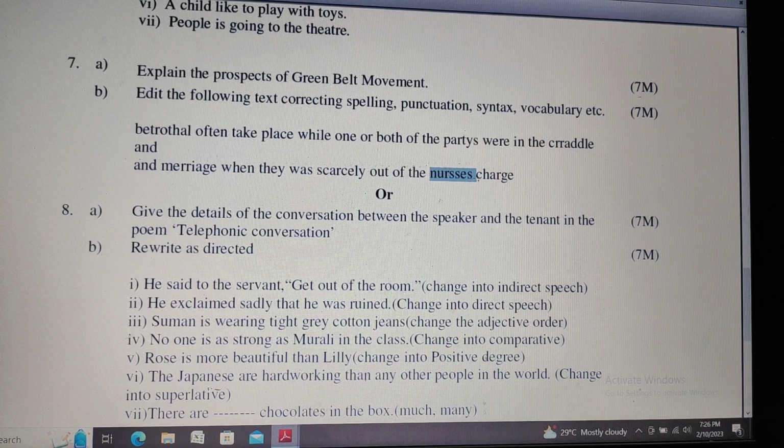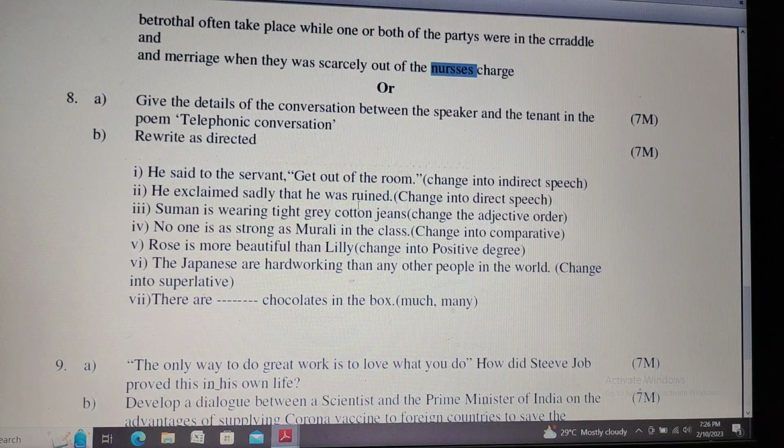So if you are okay with the spelling, punctuation, the syntax and vocabulary, you can happily attempt the Wangari Maathai question without any doubt. Question number 8 talks about telephone conversation, which is all about the combinations of direct, indirect speech and degrees of comparison and adjectives. So, if you are confident with the 8B, you can go with telephone conversation.